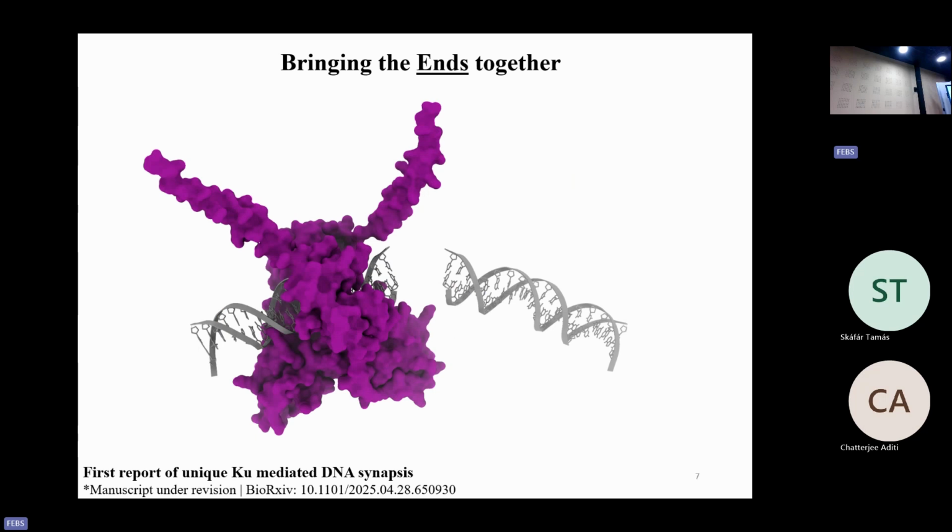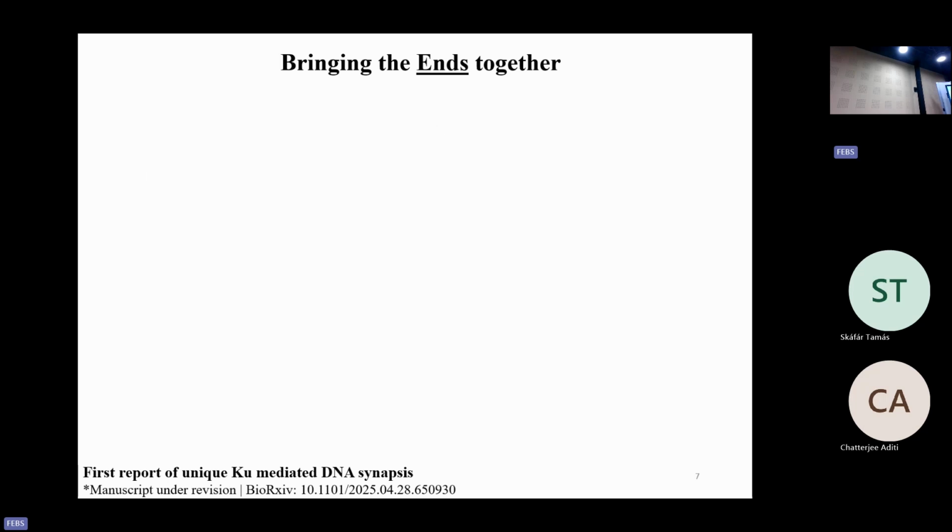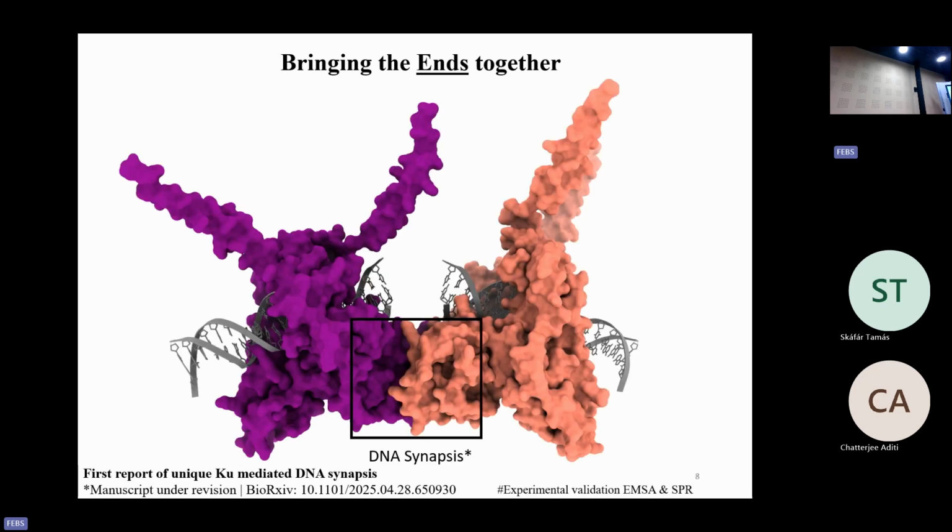And then let's go back to our damaged DNA. When one end of the DNA is bound to the protein, to bring these two ends closer, you need another copy of the same protein to create this synapse. Now, let me take you deeper into the synaptic interface of the protein.